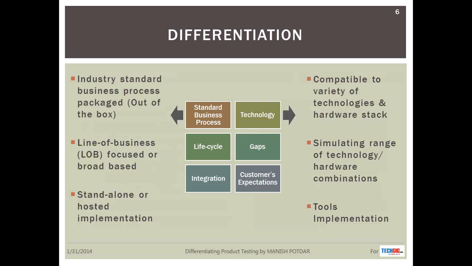So let's take the first 2, right? Standard business process and technology. As I said, products would have a pre-built business process. A lot of testing effort has already gone into the product when the product was built. So the product vendor would have executed the development life cycle of the product and would have already executed testing. Very, very important element to keep in mind. Testing of the product has already been done by the product vendor.